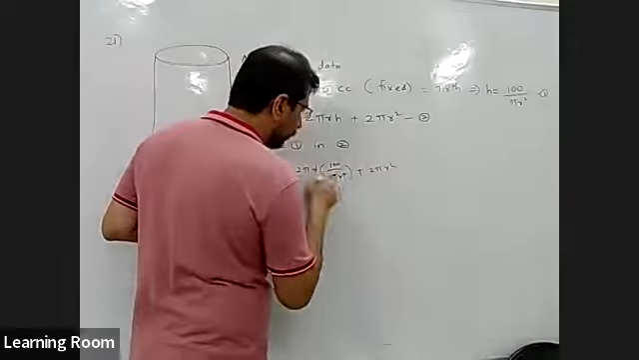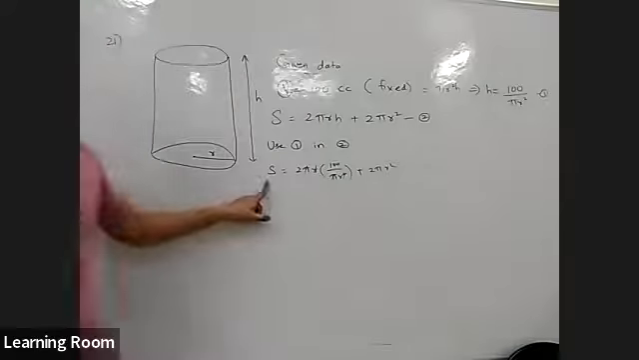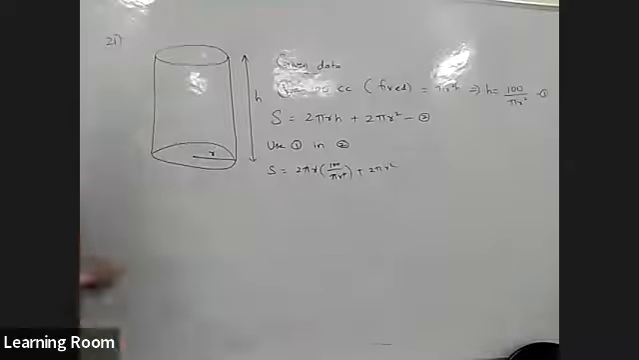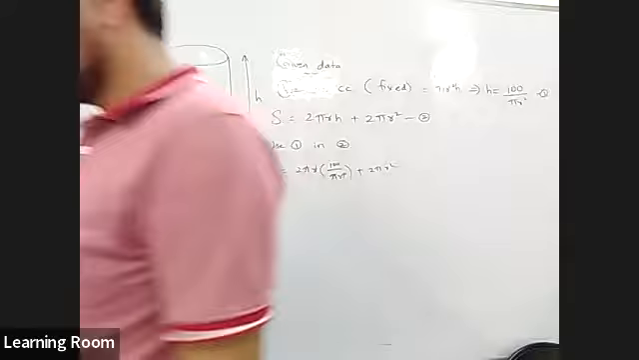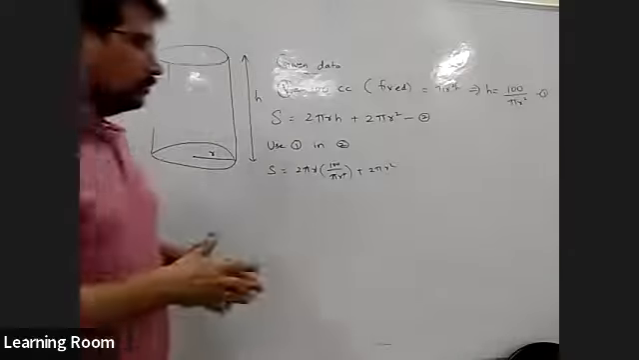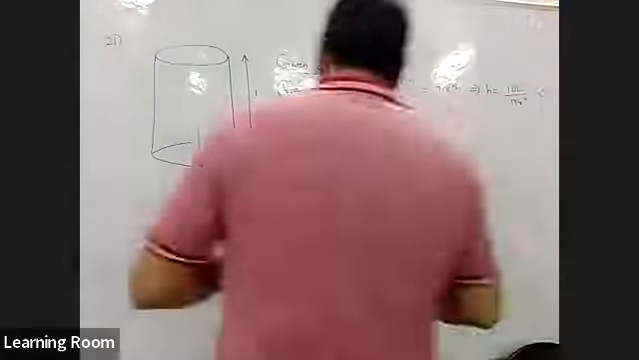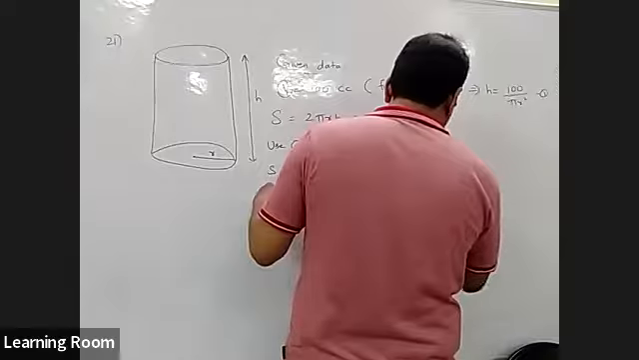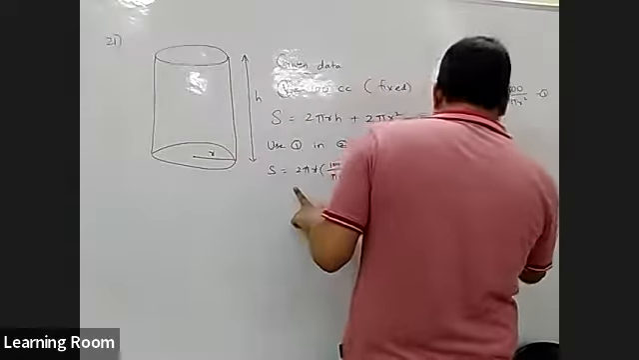R and r are gone, pi and pi are gone. Now, did this become a function of one variable? Yes. S is a function of only r. Now, differentiate and solve. Tell me what the answer is. S equals 200 divided by r plus 2 pi r square.